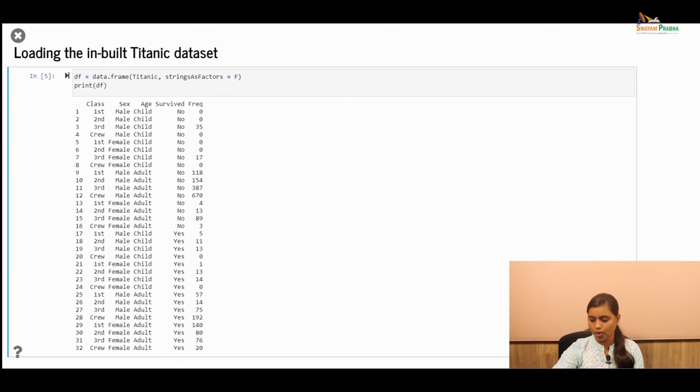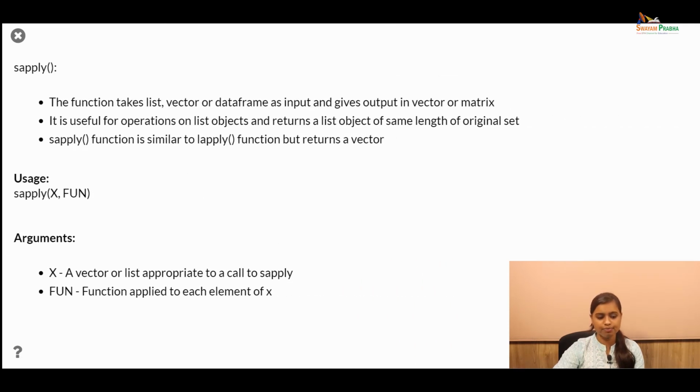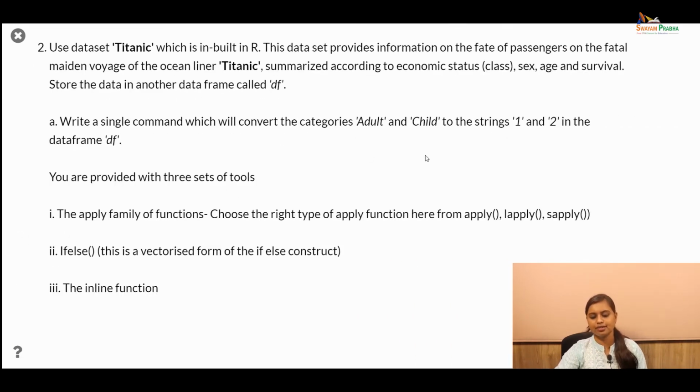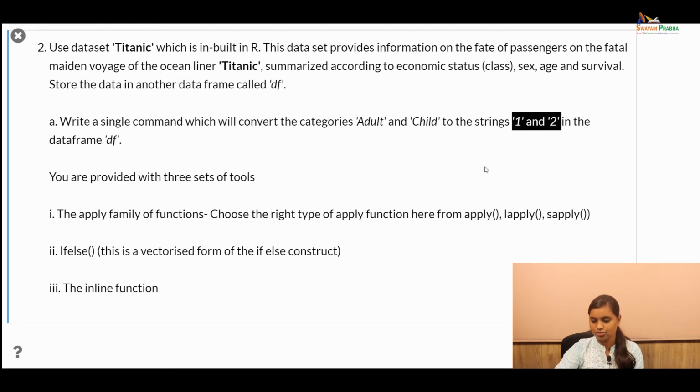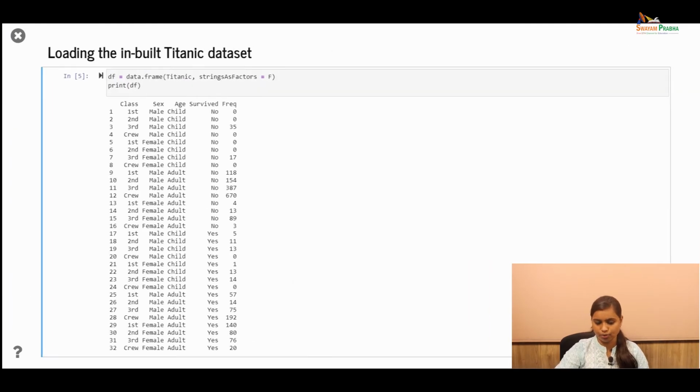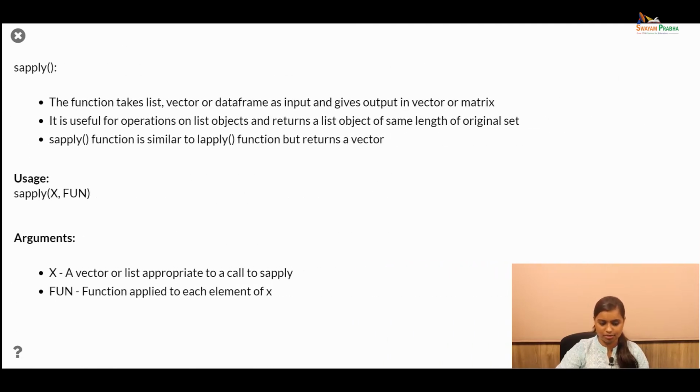So now let's go ahead and try to solve the problem. Basically we are going to convert the categories adult and child to strings 1 and 2. So it's still going to be a string value, but instead of adult and child, we are just going to convert them to 1 and 2. You can also keep them as numbers if you want. So like I said, we can make use of the apply family of functions in order to solve this problem. So we are going to use a function called sapply.